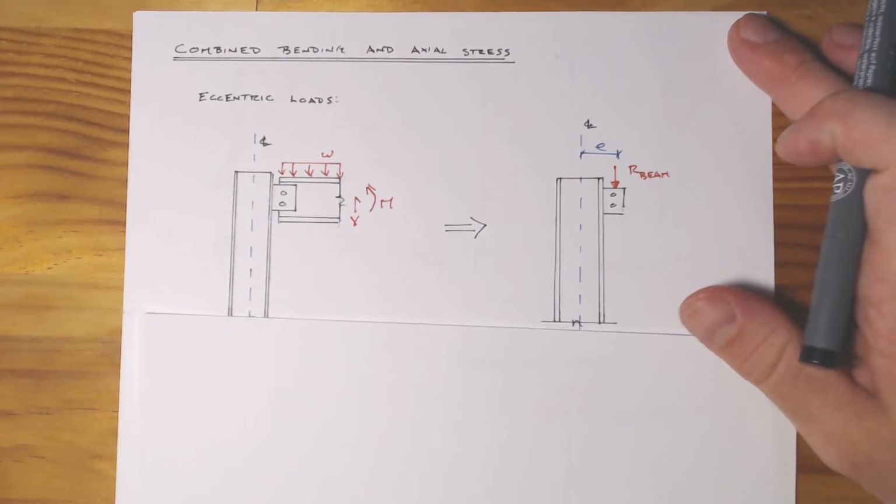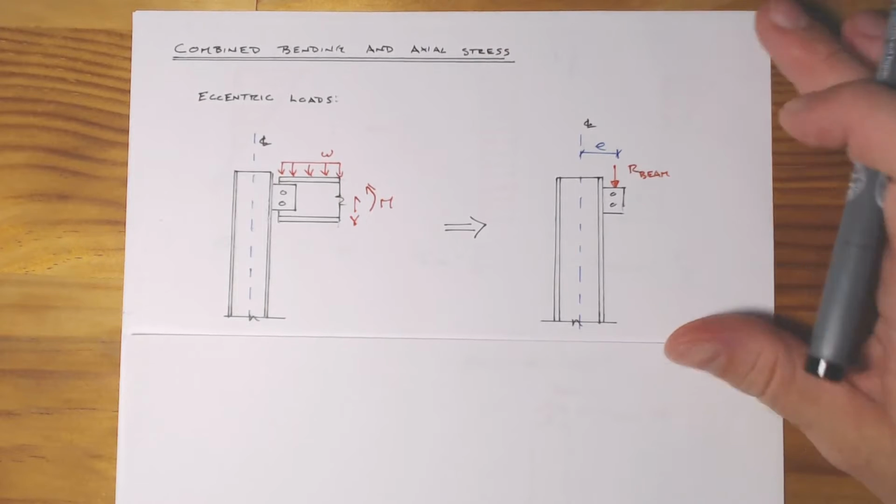In this video, we're going to look at what happens when we have both bending and axial stress acting on a member at the same time. So this is a problem which comes up quite often in structural engineering. And so I've got just a little example here.